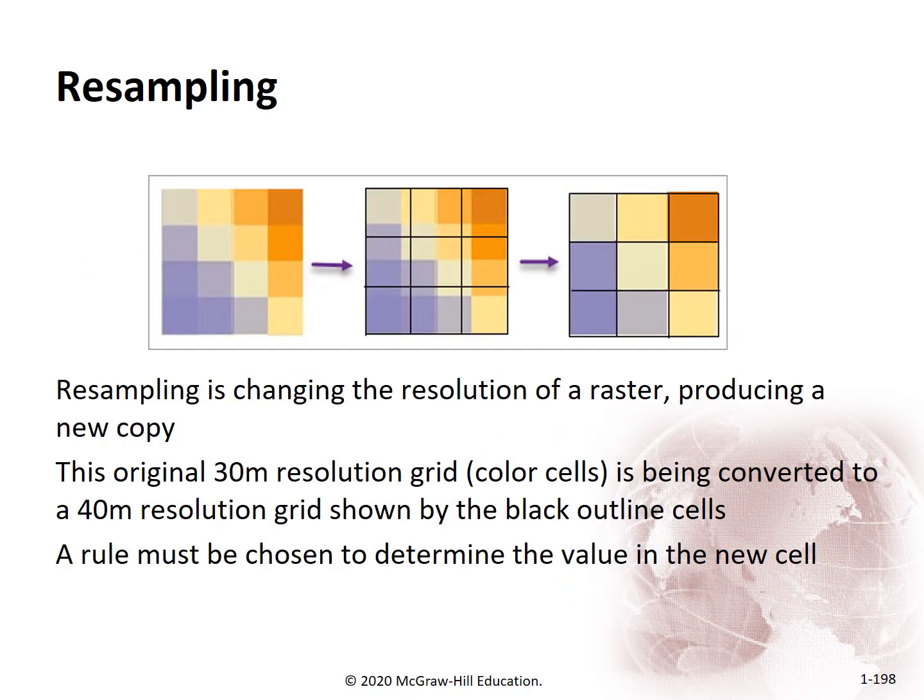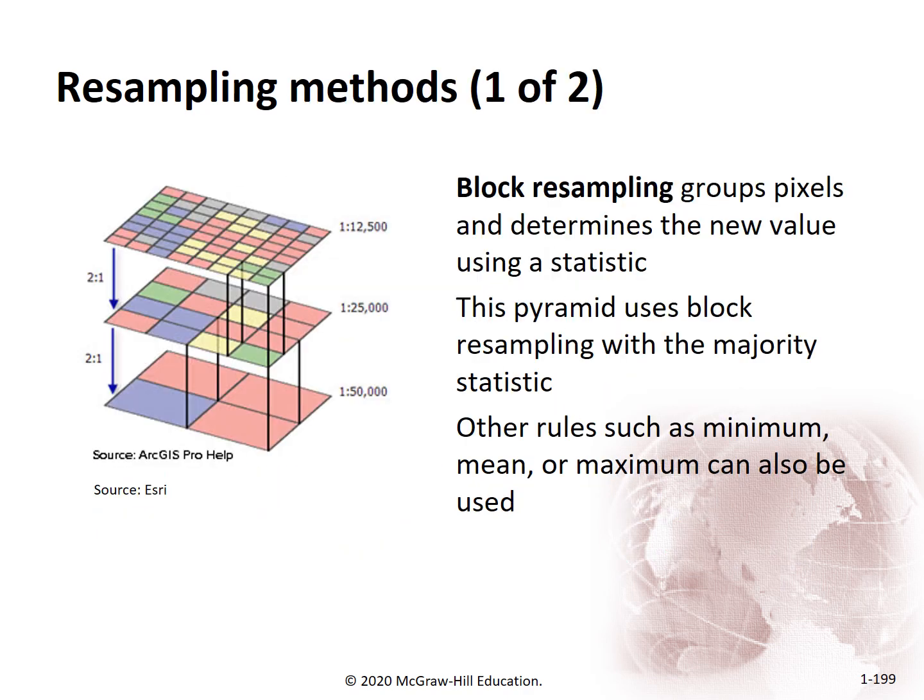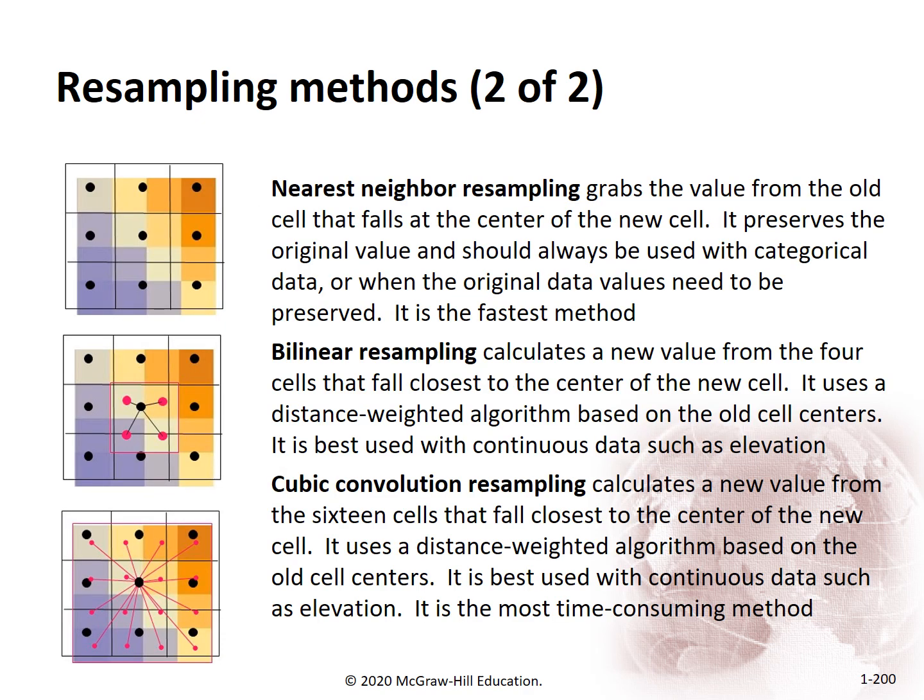Resampling. Yep, we're there again. Block resampling. Group of pixels, uses a block, doesn't overlap. There's also nearest neighbor, bilinear, and cubic convolution. You better know these definitions. That's a test question for sure.